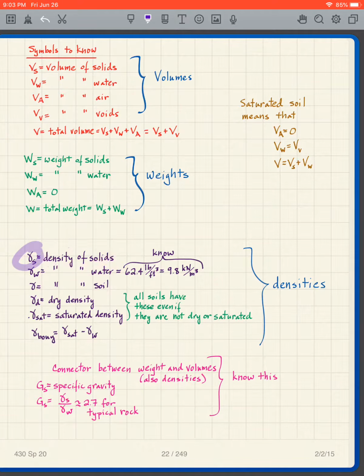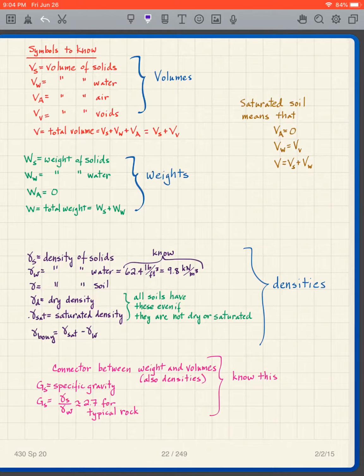And then we're going to introduce some other densities. I'm going to call gamma sub D the dry density. What does that mean? Well, first of all, all soils have a dry density, whether they are dry or not. The dry density is if the soil were dry, if all the water were gone, what is the density of that soil? So even if the soil is saturated, we have what we call a dry density, simply because we imagine that the water is gone and we get a density from that.